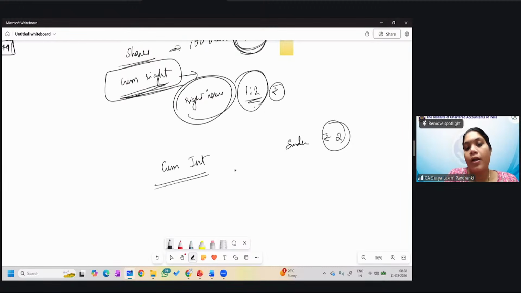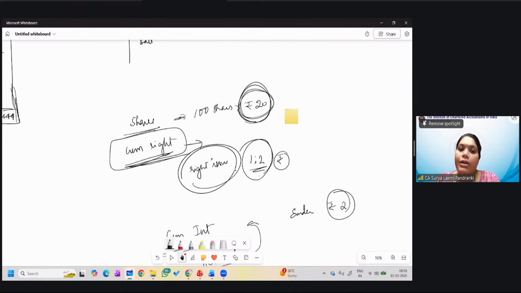Cum interest means interest, whatever is accrued till date. That also is included in the value. This we will do in the next question, cum interest and ex interest. But for now, you understand what is cum right and ex right. Right?